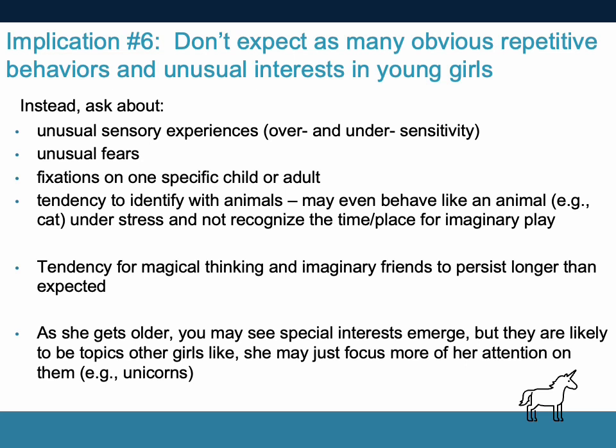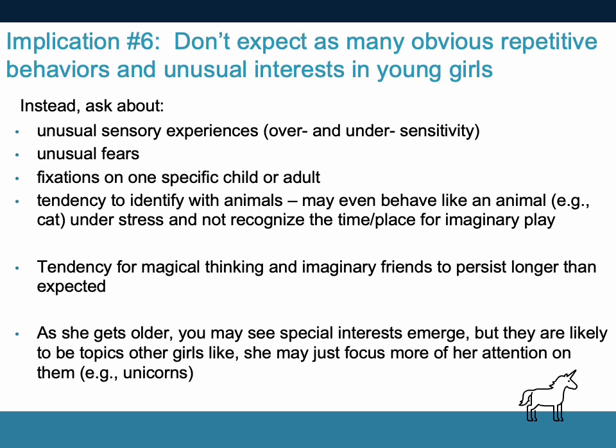In general, what we're hearing is that girls or females tend to have more symptoms in the unusual sensory experience domain, either being over or under sensitive, may have more unusual fears than actual restricted interests, may have more fixations that are social, so kind of becoming overly interested in one friend or in one adult. There's also in the literature a tendency to identify with animals, not only as an interest, but there are frequent anecdotal reports of a young girl taking on the behaviors of an animal, particularly when under stress, and doesn't necessarily recognize the right time or place for imaginary play.